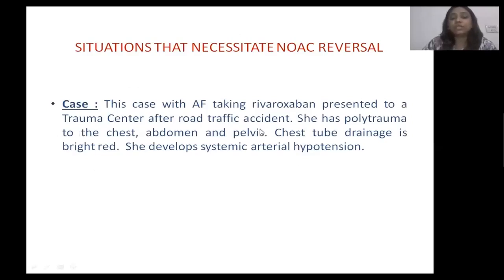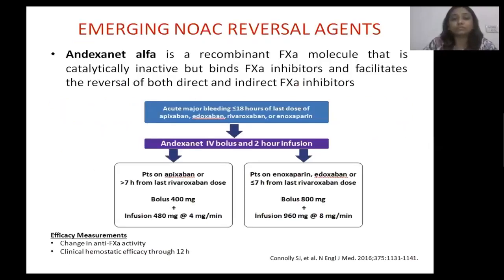Now, the same case with AF taking rivaroxaban presented to your trauma center after a road traffic accident. She has polytrauma to the chest, abdomen, and pelvis. Chest tube drainage is red, that means the patient is actively bleeding. So, what comes next? Nowadays, we have an antidote for direct factor Xa inhibitors.